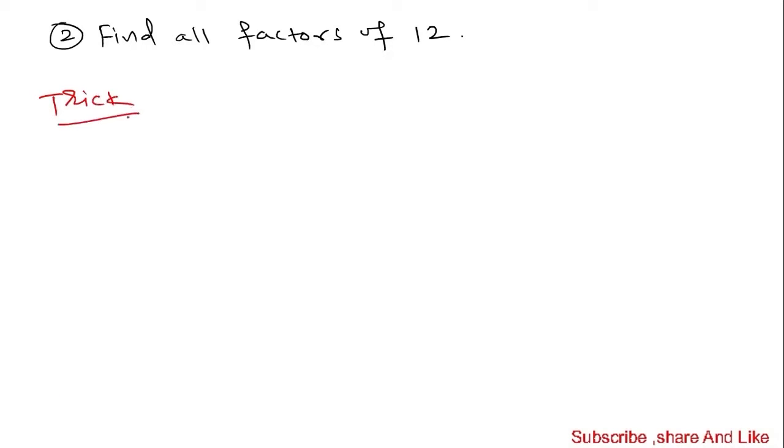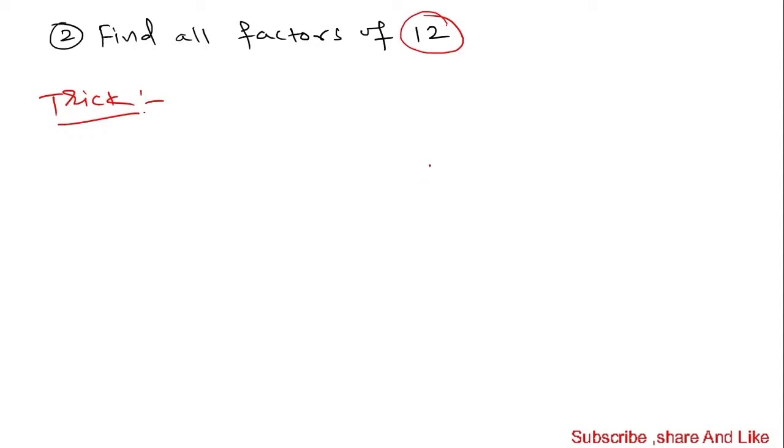Question number 2. Find all factors of 12. This question is given to us. Find all factors of 12. So again, a very simple trick is given to you. I will tell you. Learn this trick. This is a very easy trick to find a factor of any number, that means check by how many numbers this number is divisible.